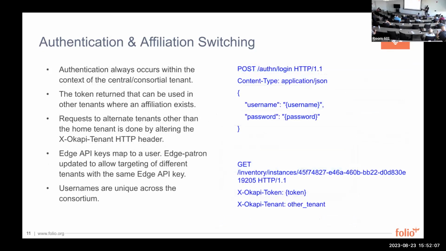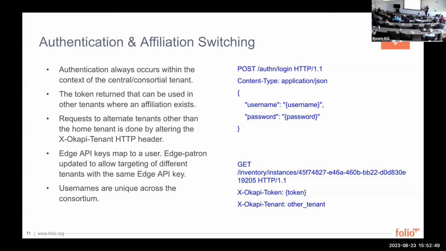So on the back end, how do you do that? On the right here, I have the endpoint to log in. This will be going to the central tenant. You pass in a username and password, and you get a token. With that token, you're able to target different tenants by the use of this header right here. So you log into one tenant, and you can use that token to access other tenants if you have an affiliation to those tenants.